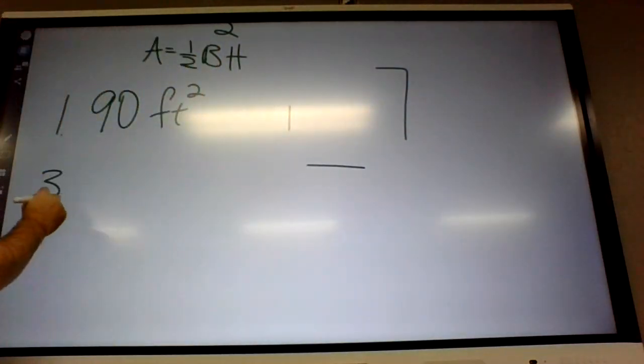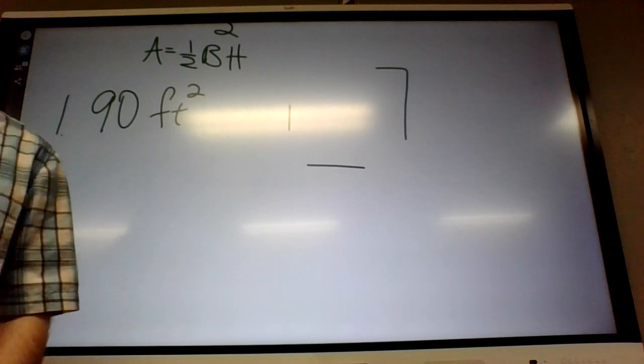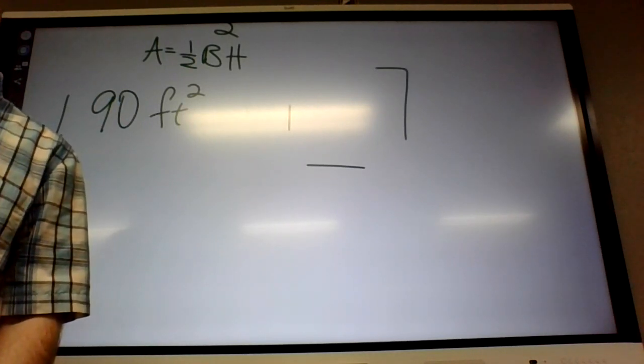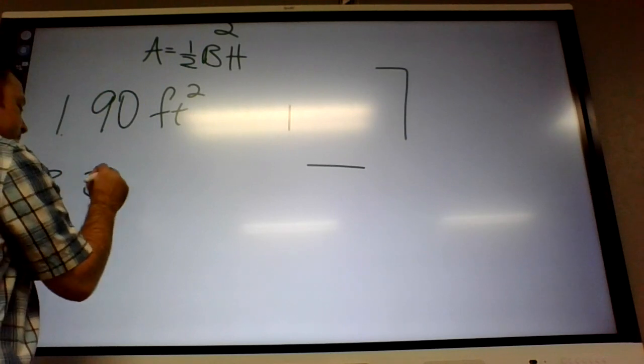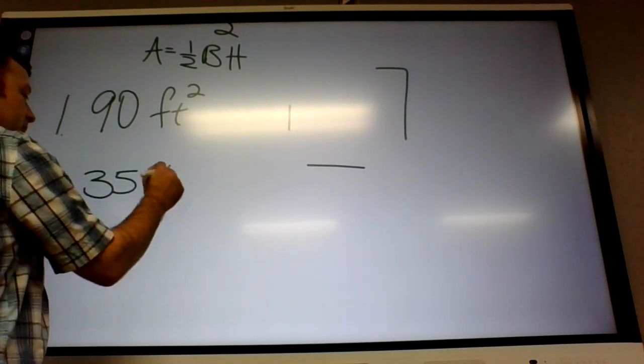Number 3. I wish on 3 they would have put a little 6 on the side of the parallelogram. But how do we find the area of a parallelogram? Base times height. So they just gave us the height. It's 5. So it's just 7 times 5, which is 35. Inches squared.